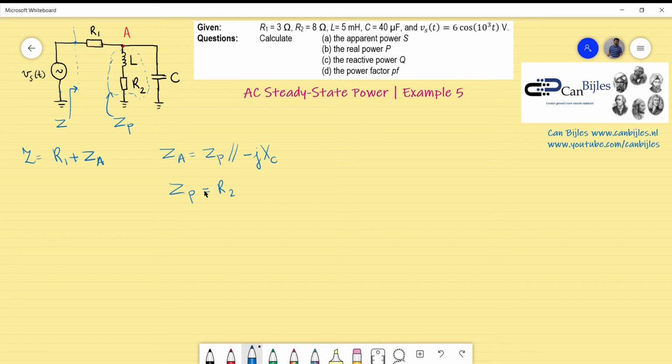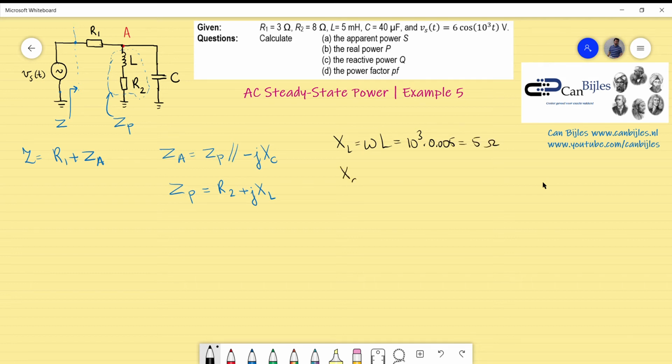ZP is also equal to R2 plus the reactance of the inductor, so this is jXL. So I have actually two unknowns, XC and XL. So let's calculate both of them using the given information here. XL is equal to omega times L, and omega is shown here, which is 1000, so 10 to the power 3, times 0.005 for 5 millihenries, which will result in 5 ohms.